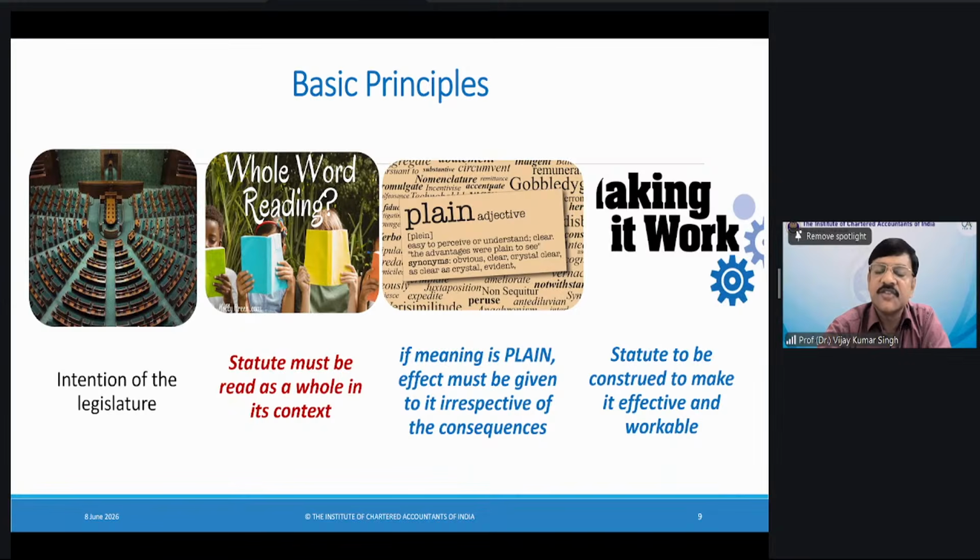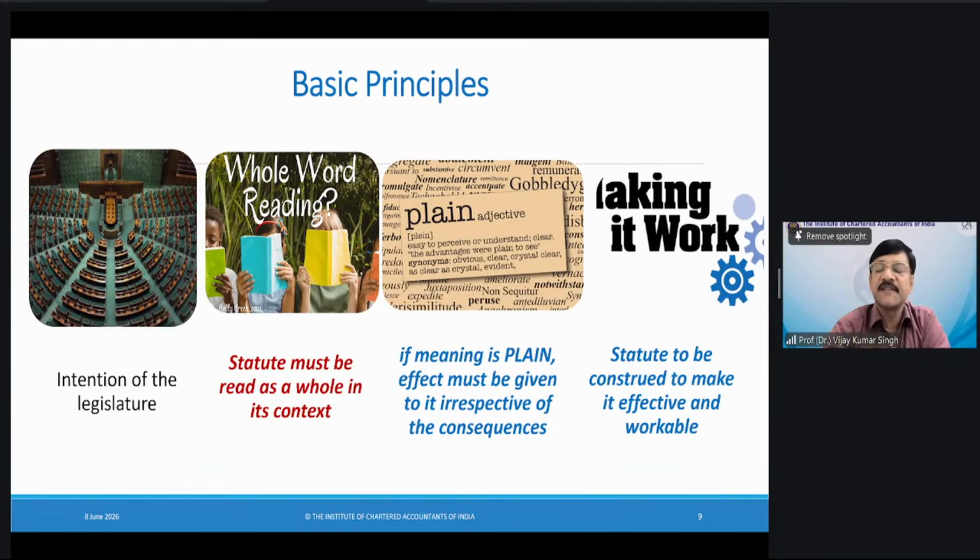But the judge who has decided this particular case has interpreted the law by this third principle, which clearly says you don't look towards the consequences. You look towards the plain meaning. Plain meaning says that if for a murder and for that particular trial, this much is the punishment, the person has to go ahead with that punishment. So this is the third rule. If meaning is plain, effect must be given to it irrespective of the consequences.